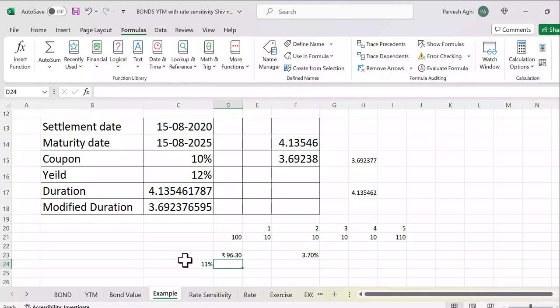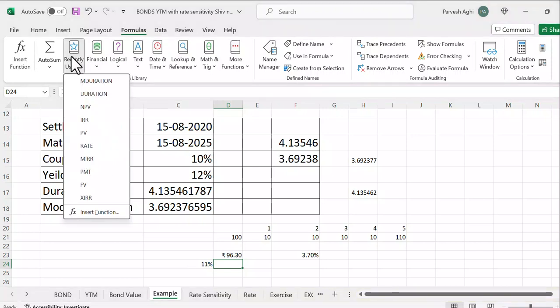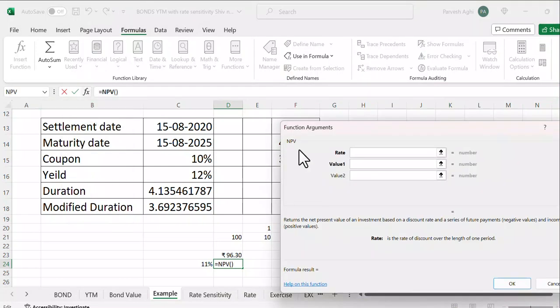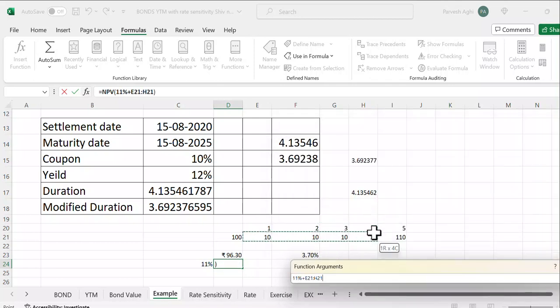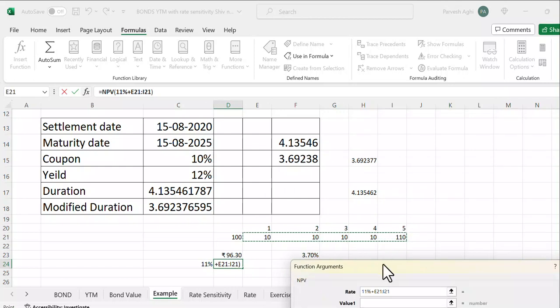So, what we do is, we go to the formula and calculate. What formula do we have to use? NPV, isn't it? Oh, sorry, not NPV. So, what is the value? 11%. Okay. And which values do I have to choose? Right from this to this.